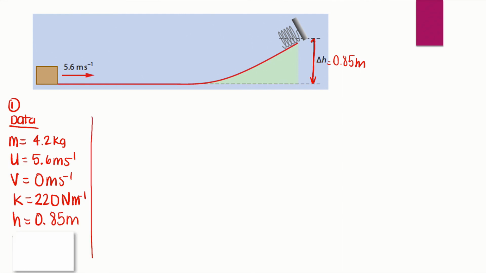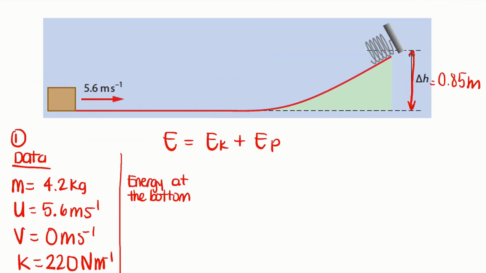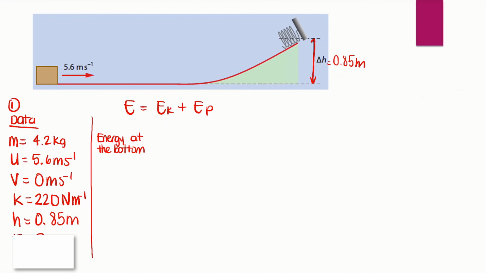meters. So if we apply the law of conservation of energy, we are going to have that the total energy equals the kinetic energy plus the potential energy. The thing here is that because the object is moving from an initial point to a final point, we have to divide our analysis. First of all, we are going to calculate the energy at the bottom. We're going to calculate the total energy in this position, okay?